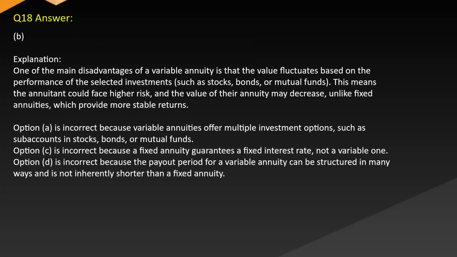Answer B. Explanation. One of the main disadvantages of a variable annuity is that the value fluctuates based on the performance of the selected investments, such as stocks, bonds, or mutual funds. This means the annuitant could face higher risk and the value of their annuity may decrease, unlike fixed annuities, which provide more stable returns. Option A is incorrect because variable annuities offer multiple investment options, such as subaccounts in stocks, bonds, or mutual funds. Option C is incorrect because a fixed annuity guarantees a fixed interest rate, not a variable one. Option D is incorrect because the payout period for a variable annuity can be structured in many ways and is not inherently shorter than a fixed annuity.